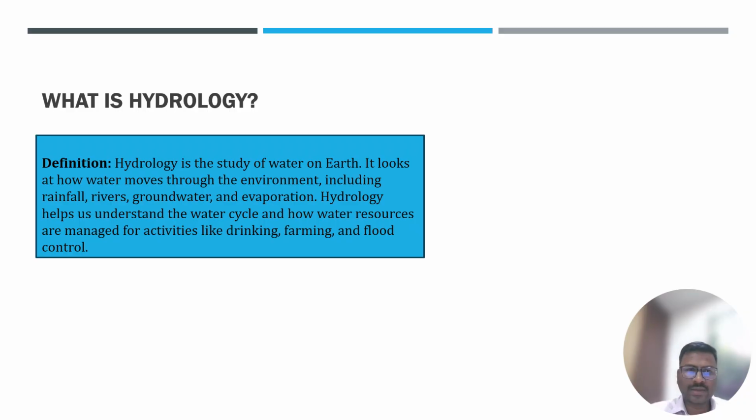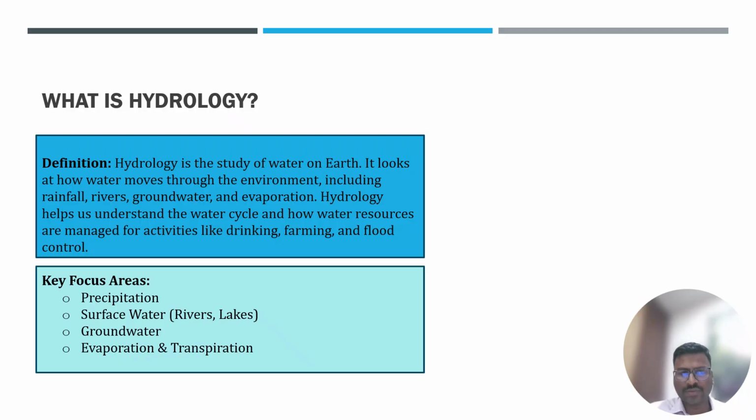It looks at how water moves through the environment, including rainfall, river, groundwater, and evaporation. Hydrology helps us understand the water cycle and how water resources are managed for activities like drinking, farming, and flood controls. Okay, so the key focus areas are precipitation, surface water, groundwater, and evaporation and transpiration. And we are also saying evapotranspiration.